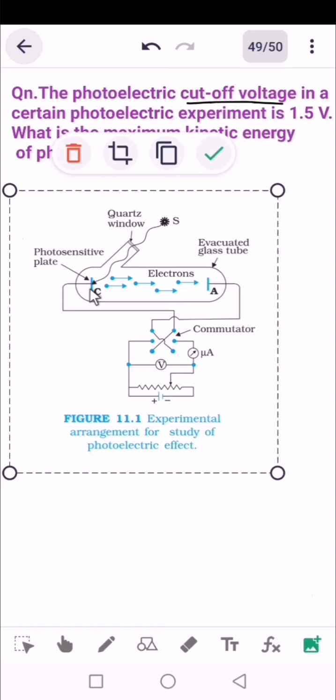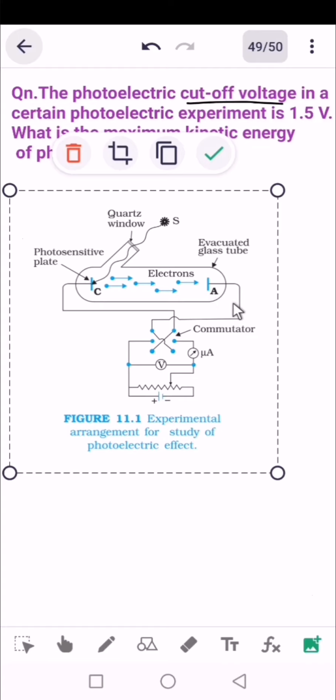So we have two electrodes. First one is C and another one is A. C is applied with negative potential, and A we are applying positive potential in the first part of the experiment. So when you apply negative potential at C, electrons will be emitted, and these electrons will be accelerated towards the plate A, since A is having positive potential.